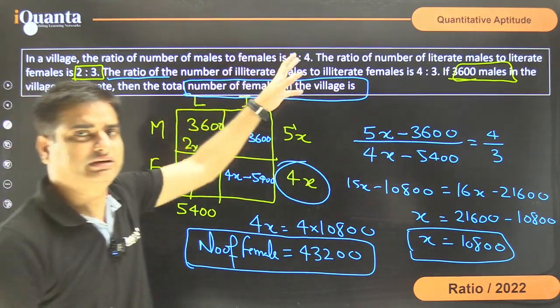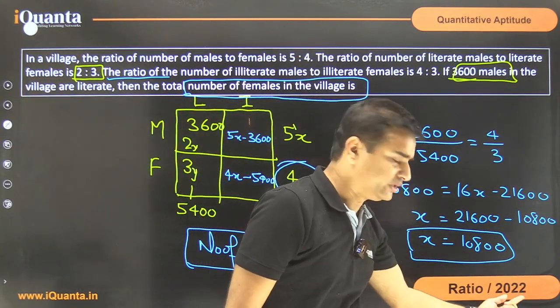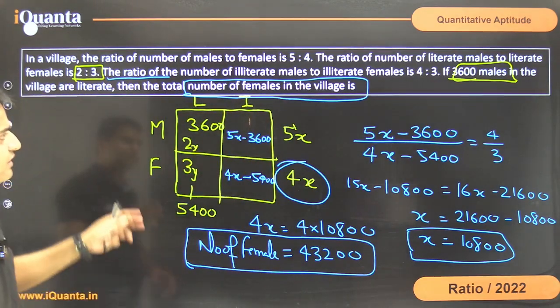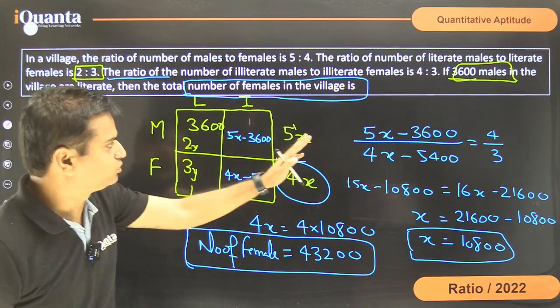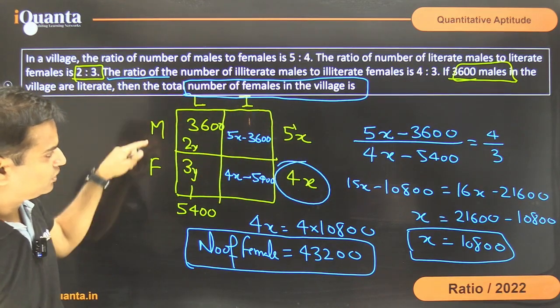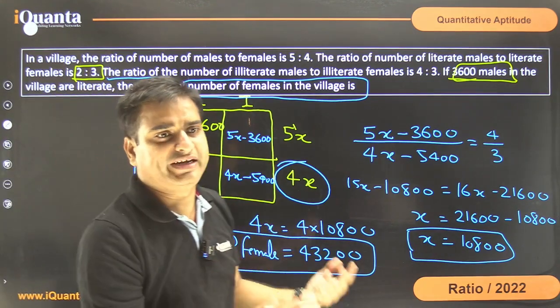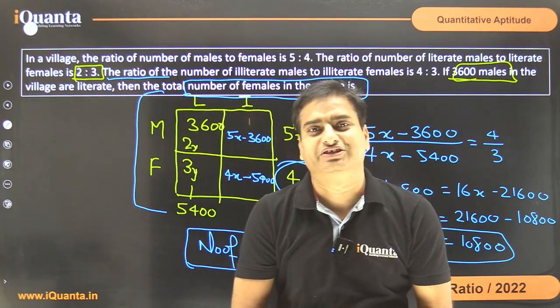This is a CAT question which was there in 2022 first slot. And it's a very simple question. You can easily see that we can easily solve this question. You just have to understand how to approach this question. If you have right approach, you can easily solve this question.